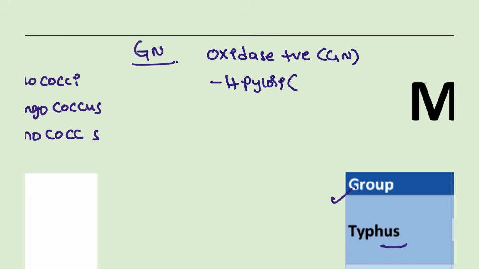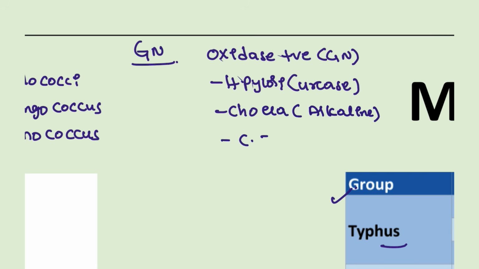H. pylori is positive for urease, and cholera is positive for alkaline peptone. Campylobacter jejuni is highly thermophilic. Even at 37 to 42 degrees it can grow.